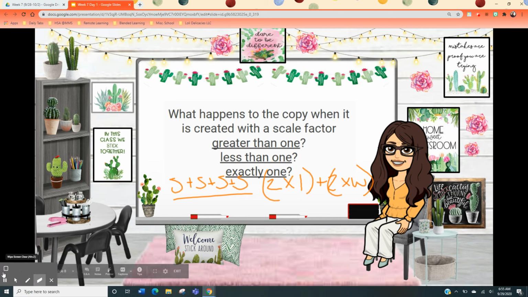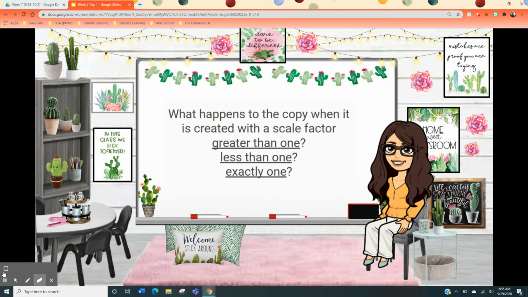So let's go ahead and look. What happens to the copy when it is created with a scale factor? What happens with greater than 1, less than 1, exactly 1?